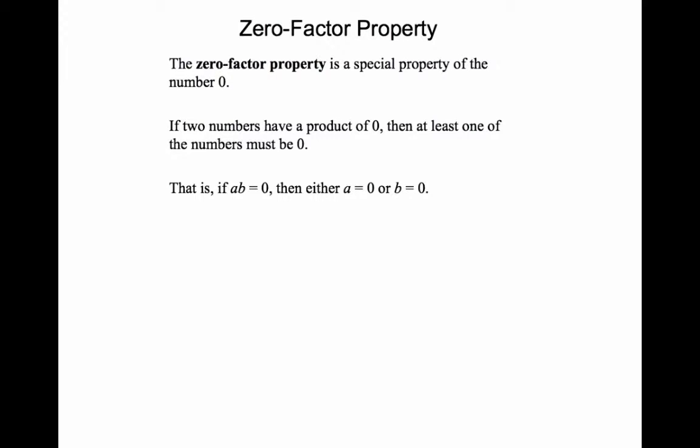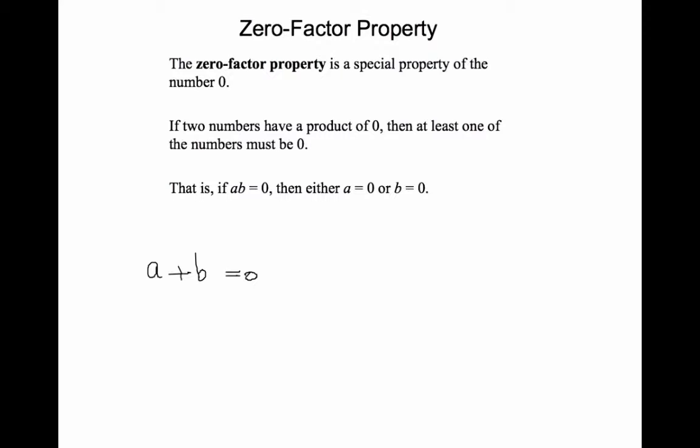The zero factor property is a special property of the number 0. If two numbers have a product of 0, then at least one of the numbers must be 0. So let's take a look at what that means.